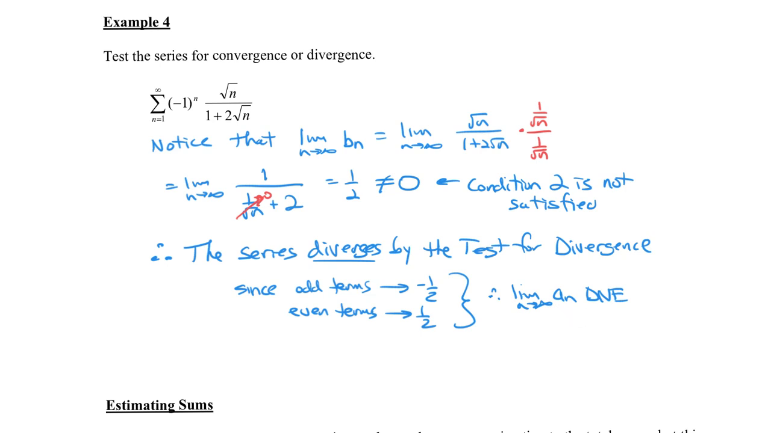But really all we need to do with the alternating series test is show that condition 2 is not satisfied, and then that means the series diverges by the test for divergence, and we're done. We don't have to look at condition 1 because we already know it diverges.